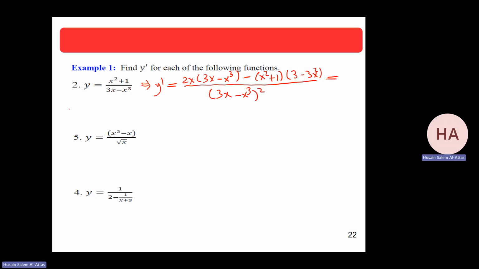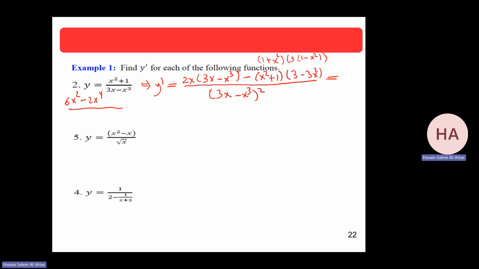That will be 6x squared minus 2x to the power 4. I'm doing the product here. This is 6x squared minus 2x to the power 4. Now for the other part, let me do it this way. I have x squared plus 1 times 3 times 1 minus x squared. Let me write this as 1 plus x squared; x squared plus 1 is the same as 1 plus x squared.